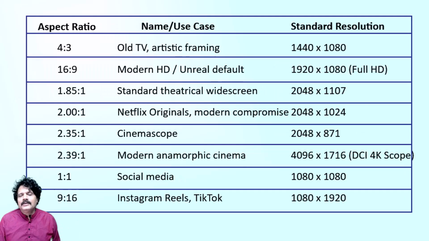In anamorphic cinema, the ratio will be 2.39:1 and the resolution will be 4096 horizontally and 1716 vertically. We call it DCI 4K scope. And similarly for social media, as I already told, we use a 1:1 resolution. It will usually be 1080 by 1080.